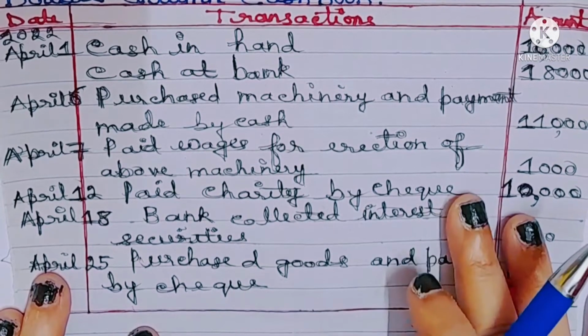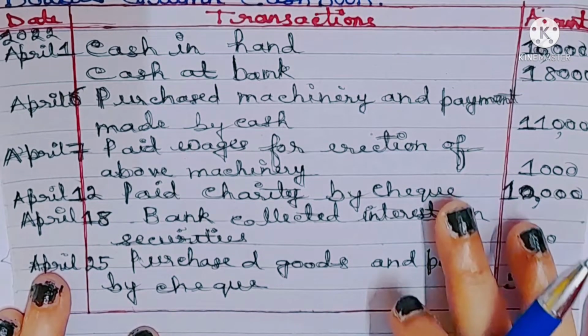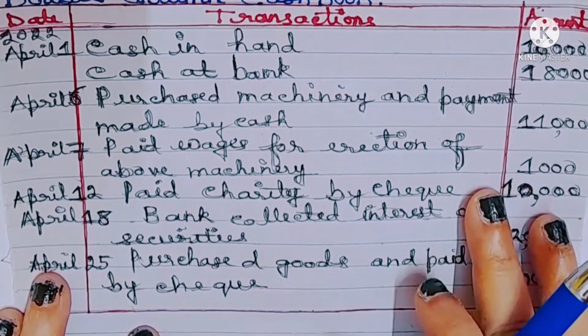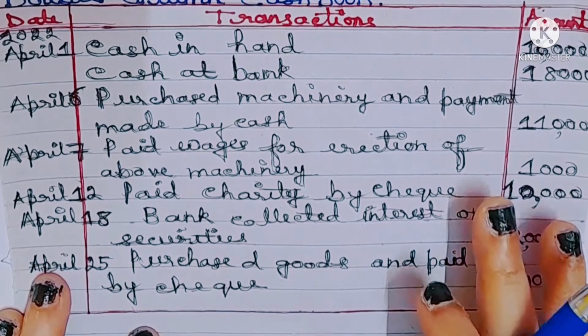10,000. Please remember, since we are preparing double column cash book with cash column and bank column, we'll always have to look at the position of cash column and bank column.